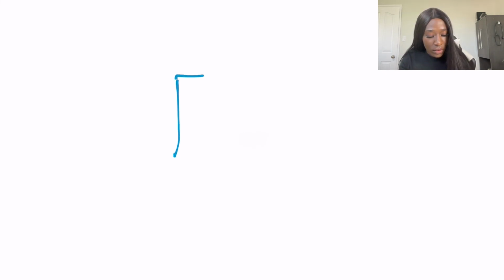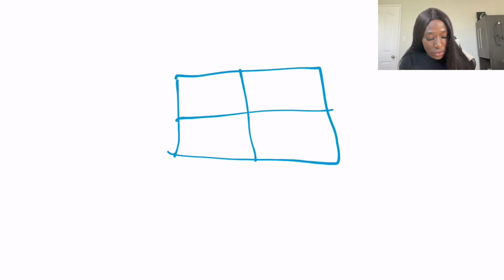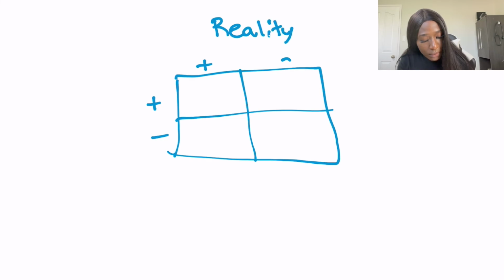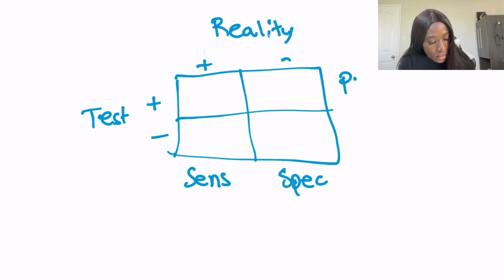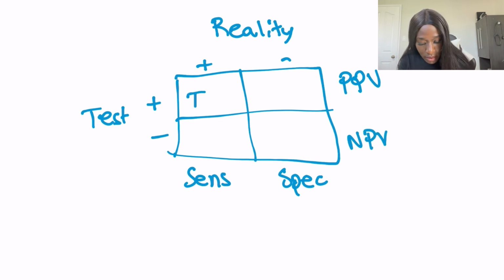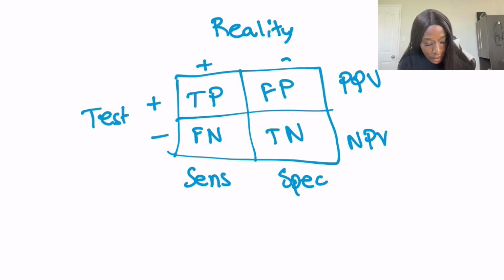And one more time, just to reiterate, you really need to do this table. I will do it one more time. The first thing you have to do, you just do a rectangle divided by 4, positive, negative, positive, negative. This is reality. This is test. This is sensitivity, this is specificity, this is positive predictive value, negative predictive value, true positive, false positive, false negative, true negative.